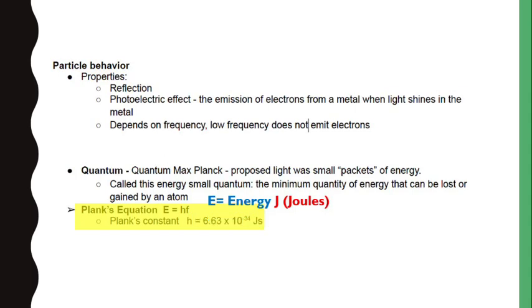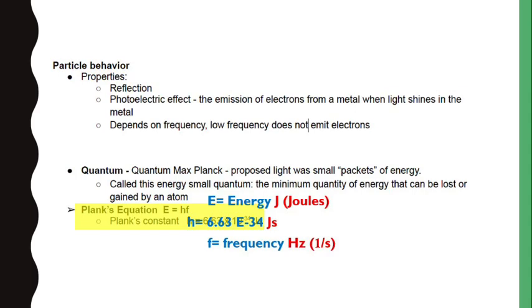Just like our C, that is a constant. It's just a little bit of a different constant, 6.63 times 10 to the negative 34th. And JS, or joule seconds, are those units. And then F is frequency again, same units as always.